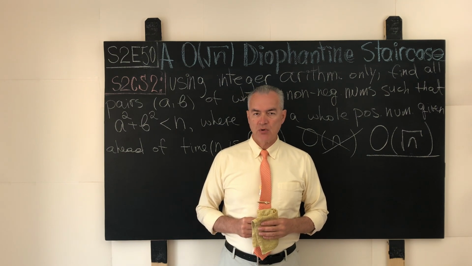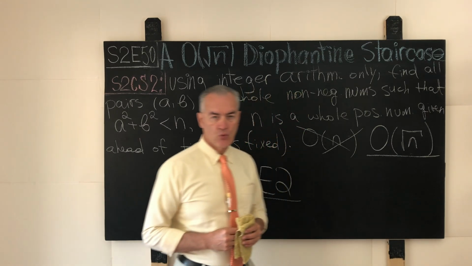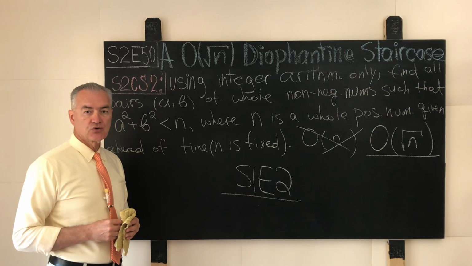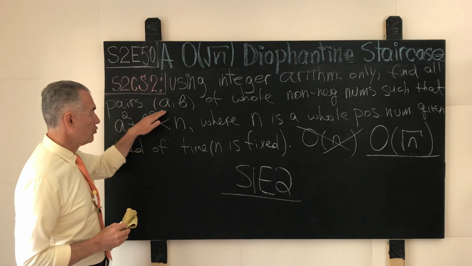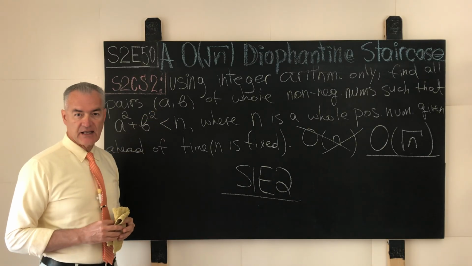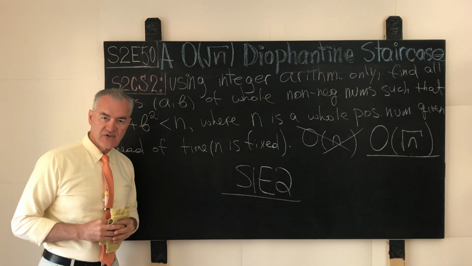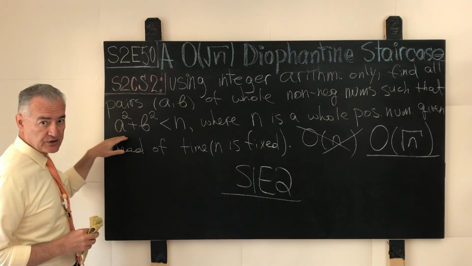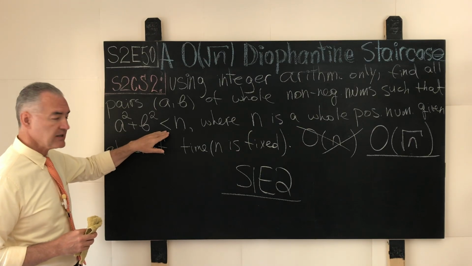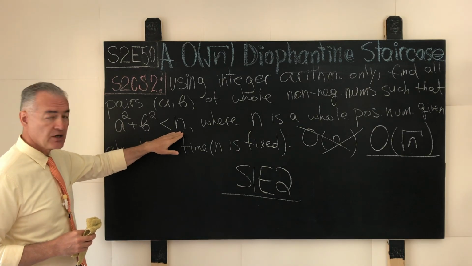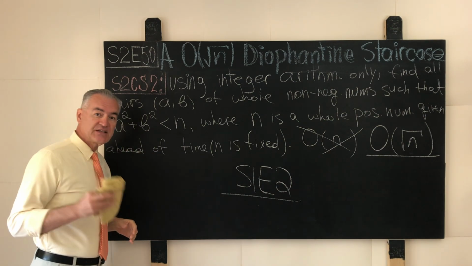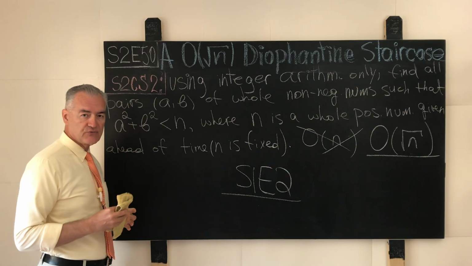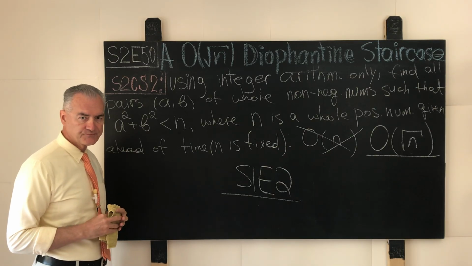In the computer science problem S2CS2, we are asked to use integer arithmetic only in order to find all the ordered pairs of whole non-negative numbers which satisfy the following strict inequality. The sum of squares of these numbers, let's say a squared plus b squared, must be strictly less than n, where n is a fixed and given ahead of time whole positive number such as 1, 2, 3, 4, 5, 6, 7, and so on.